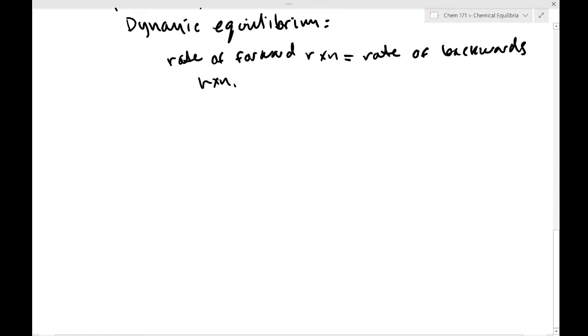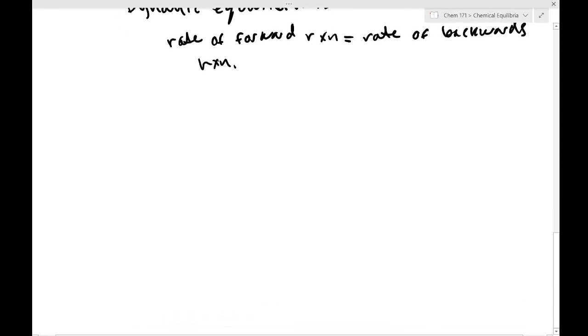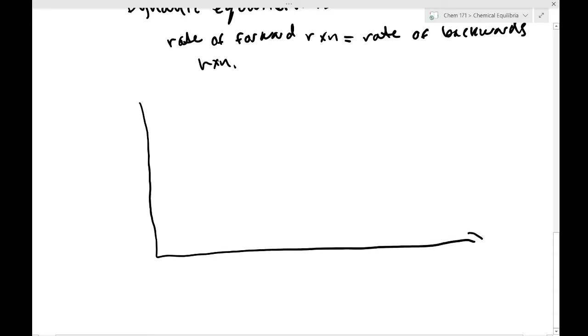Okay, now let's look at this in graphical space. If something's hard to understand, draw a graph. It's my life pro tip for you. Okay, so on this axis, I'm going to have the reaction progress. And on this axis, I'm going to have the concentration of all the species.